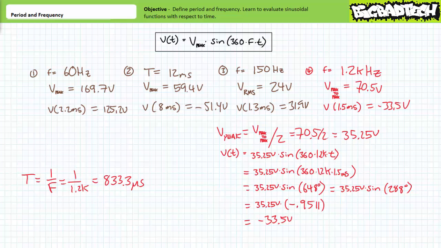Regardless, sine of 648 or 288 is approximately negative 0.9511, and multiplying this times the peak value of 35.25 volts yields an output voltage of approximately negative 33.5 volts.